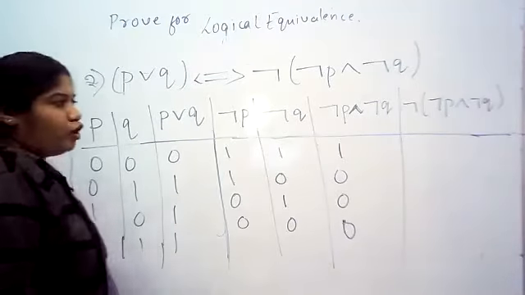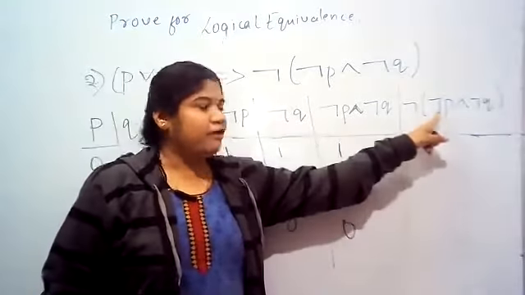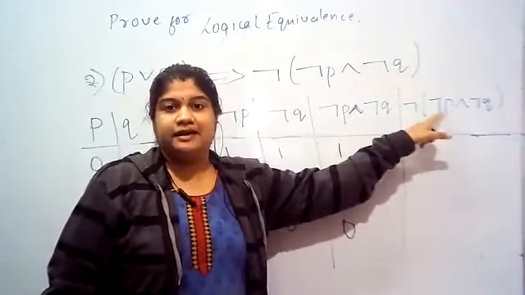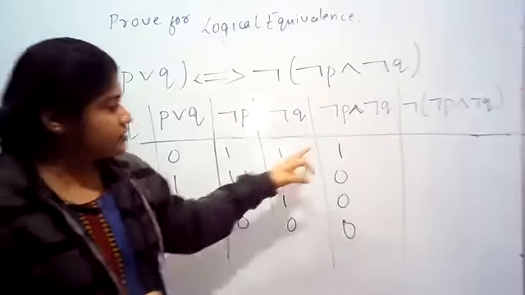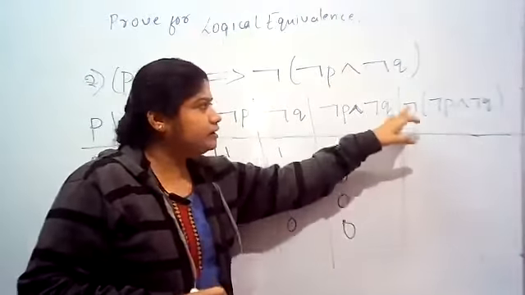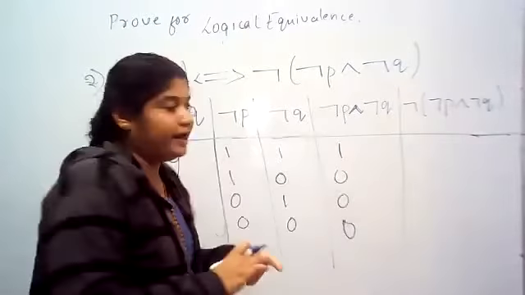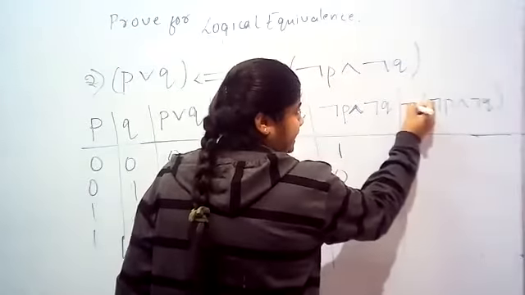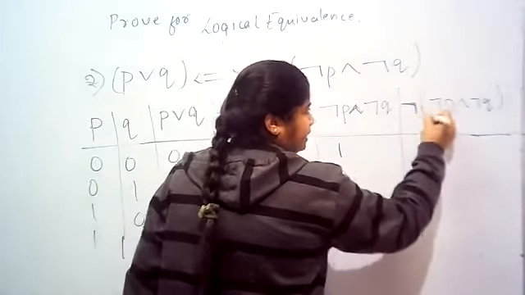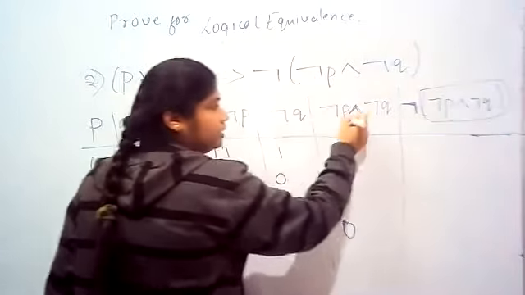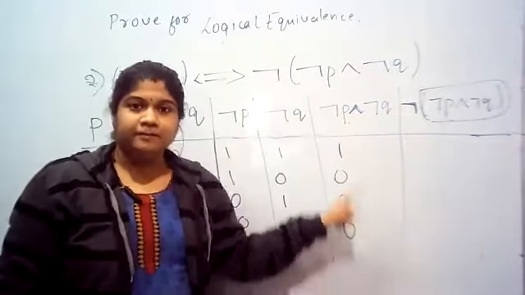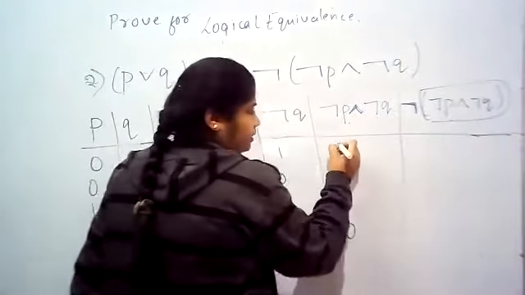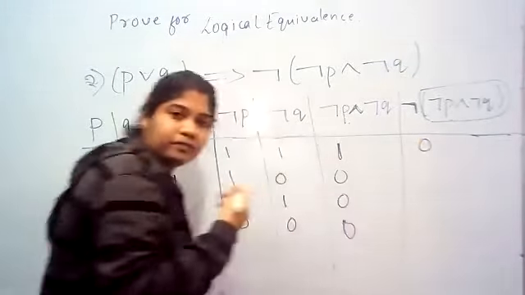Now I have got the result here. What is this? I have got the inner bracket, that is negation P conjunction negation Q. What do they ask us to do with this result? Negate the complete result. Negate this column. Whatever we have solved, we need to negate this.